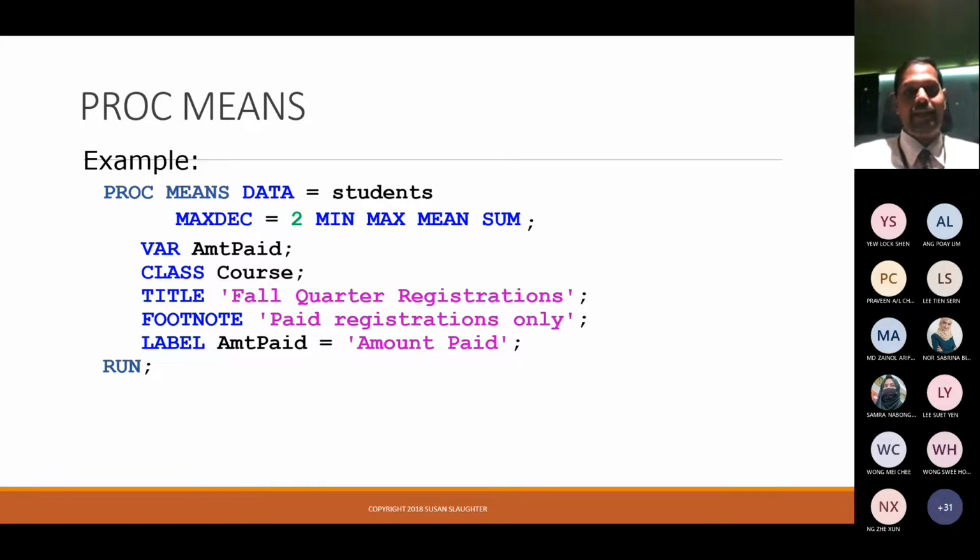So proc means data equal to students, right? So now we are going to have max decimal equal to 2. We want min, max, mean, and sum. Variable is amount paid. Class course. Title, fall quarter registration. Footnote, paid registration only, and label amount paid, right?